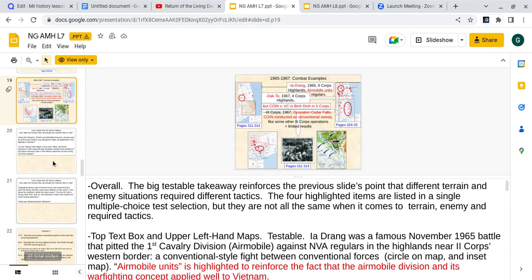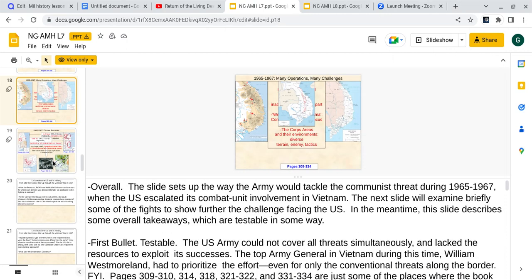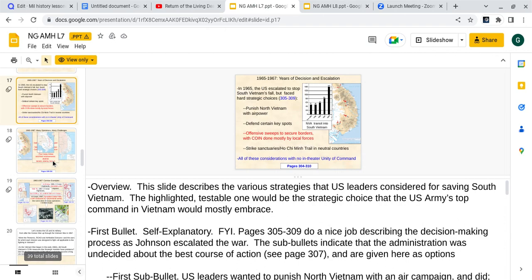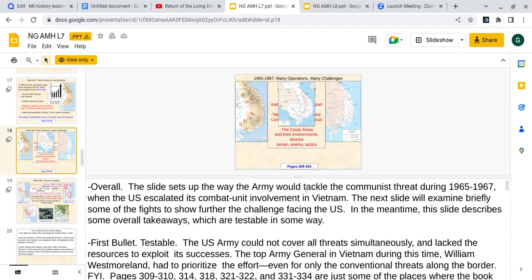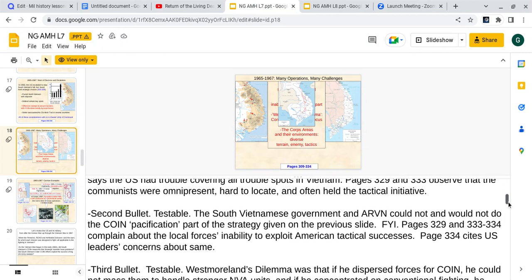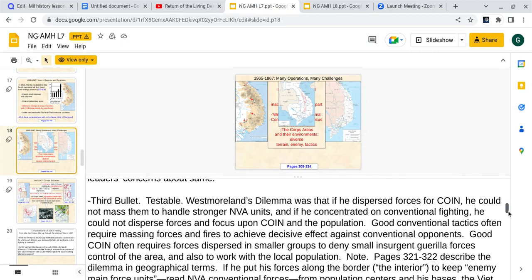They go into great detail into this dilemma because it is important. We'll see the notes down here about what's important about Westmoreland's dilemma. Westmoreland's dilemma was that if he dispersed forces for counterinsurgency, he could not mass them to handle stronger North Vietnamese army units, and if he concentrated on conventional fighting, he could not disperse forces and focus upon counterinsurgency and the population. So what I just said, right?